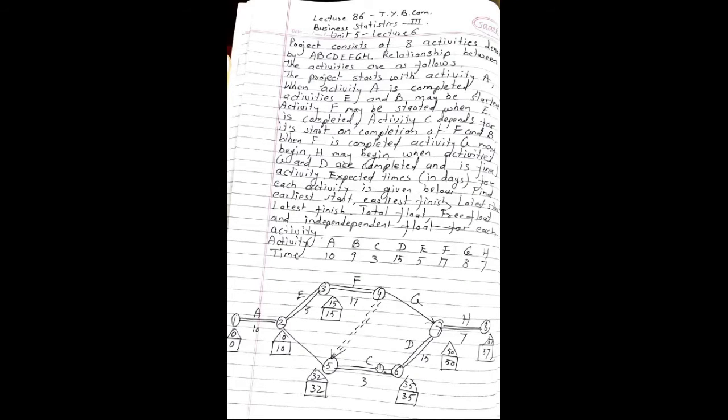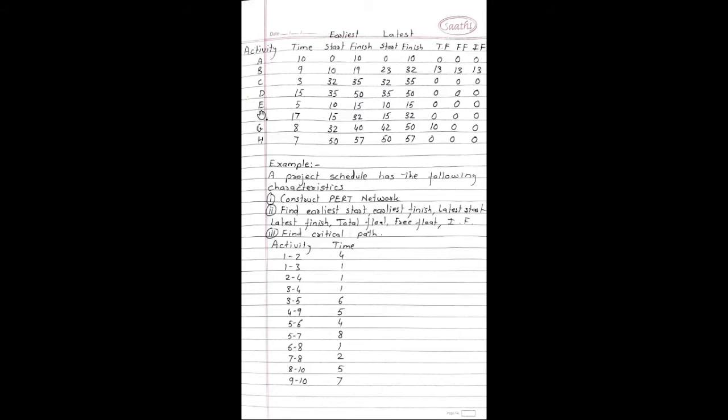So for activity E, earliest start is 10 and for activity F earliest start is 15. So 10 plus 5 will give you 15 and 15 plus 17 gives us 32. So we can get the finished part.